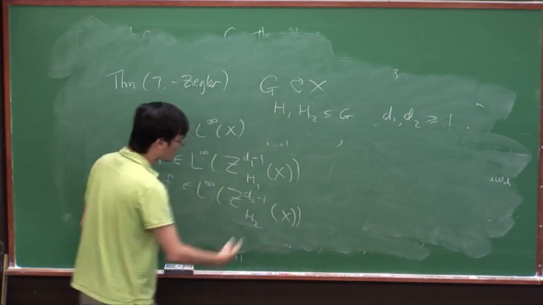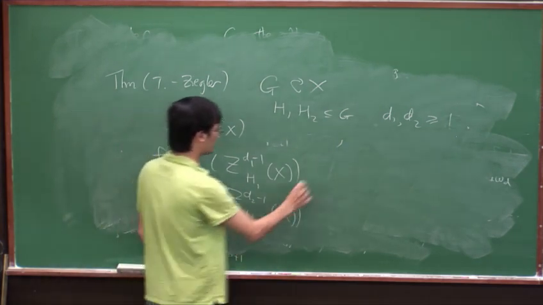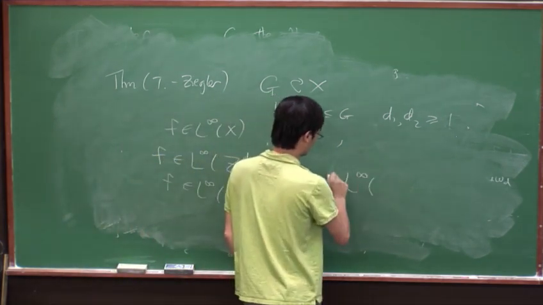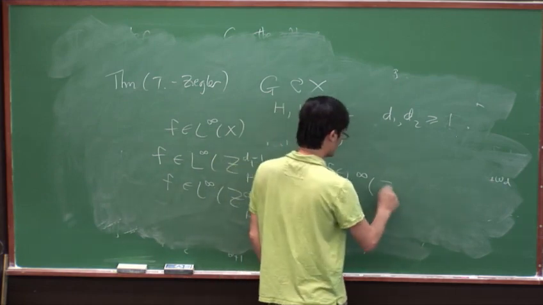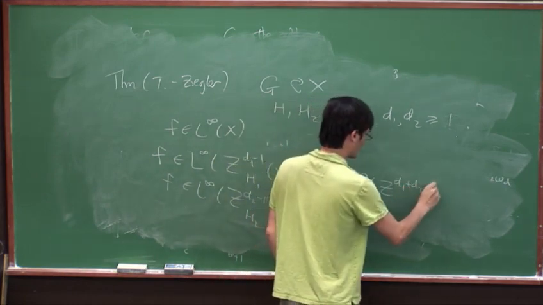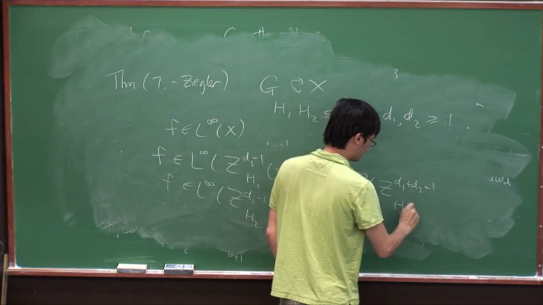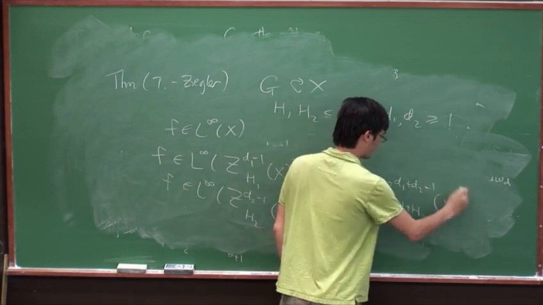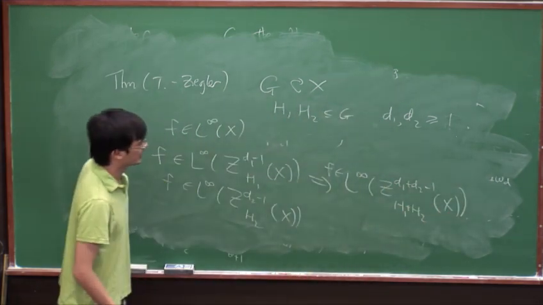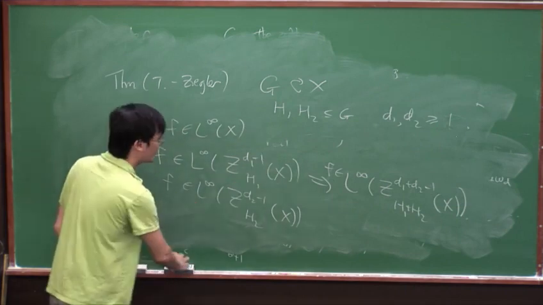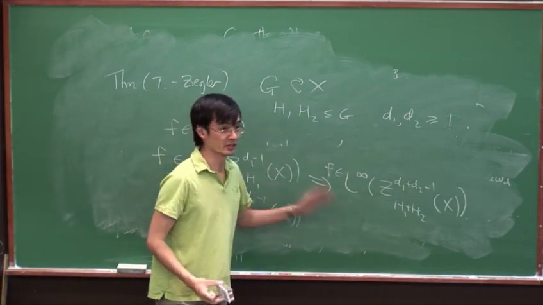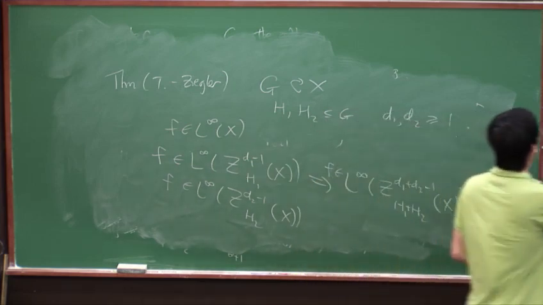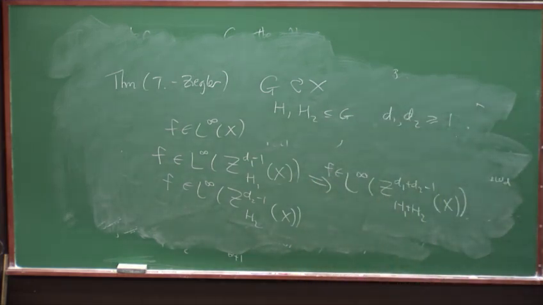well, if it's structured of degree d2 along H2, then necessarily it's structured of degree d1 plus d2 along the joint direction. So this is the analog of the algebraic lemma at the beginning. So let me just give you an example.